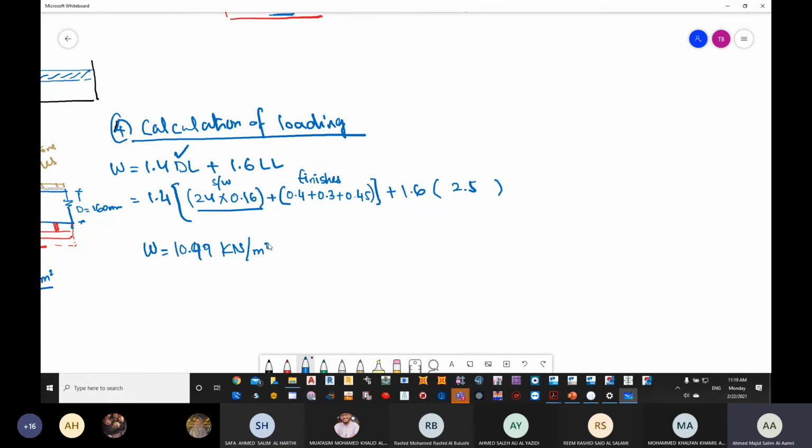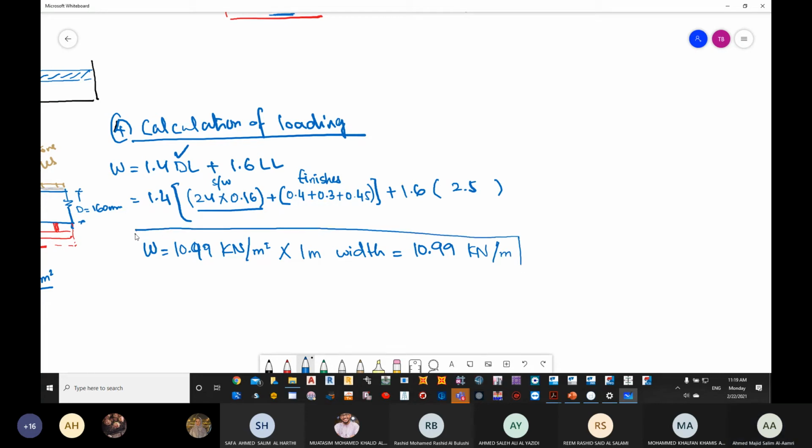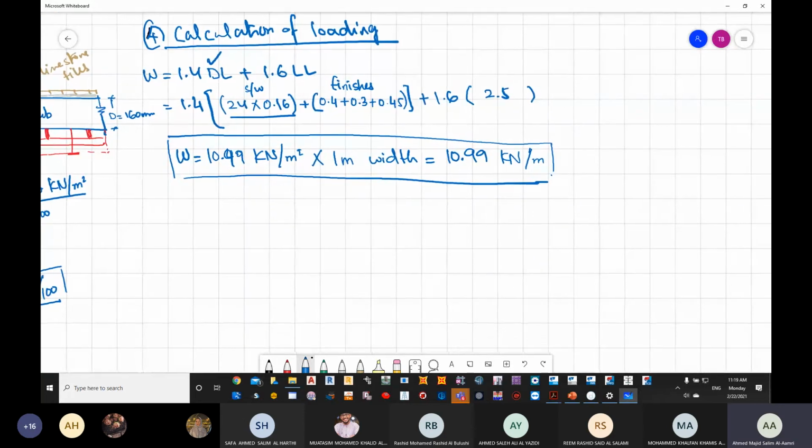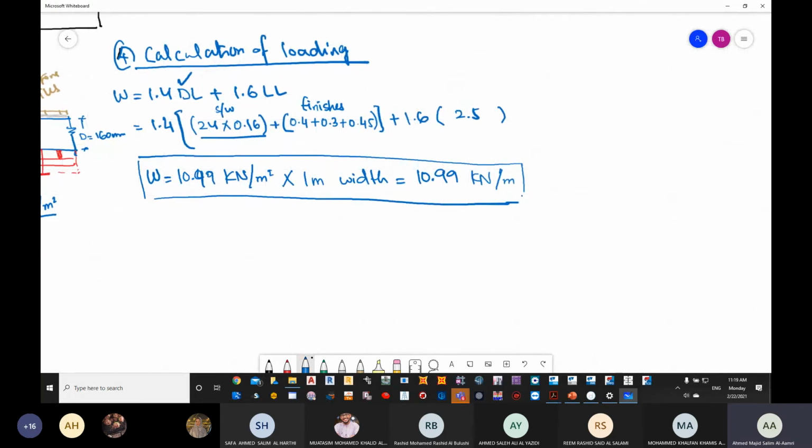And then we are normally designing our slabs for strips of 1 meter width. So it's going to be 10.99 kilonewton per meter. So we have got our W. Now after calculation of W, the last step here is to calculate the bending moment.